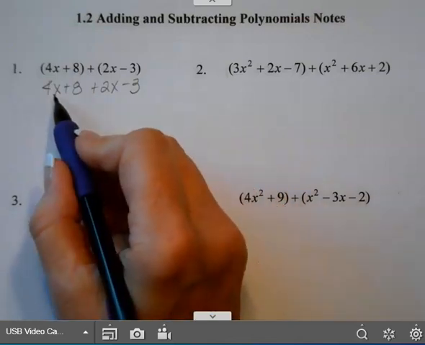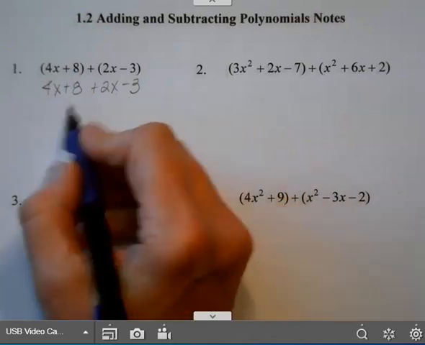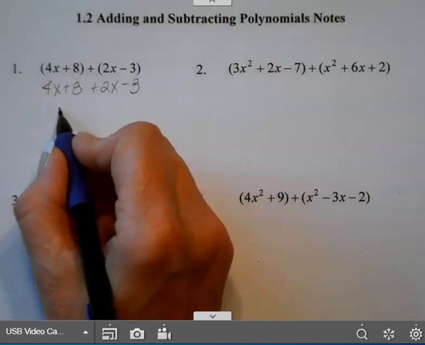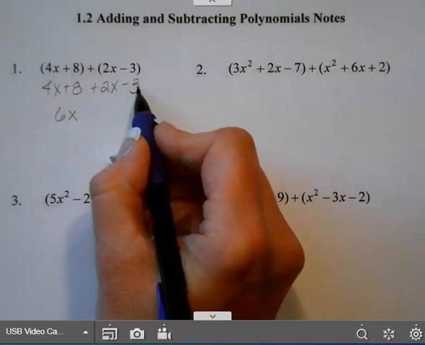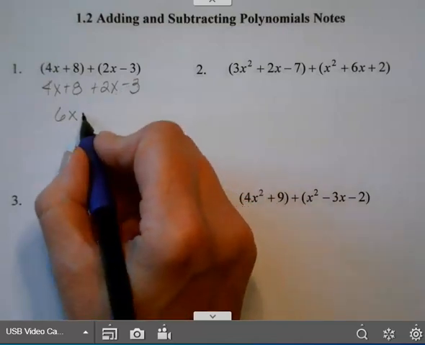So in this case, I have a 4x and a 2x, which I can combine. So 4x's plus 2x's give me 6x's. And then 8 minus 3 gives me 5.